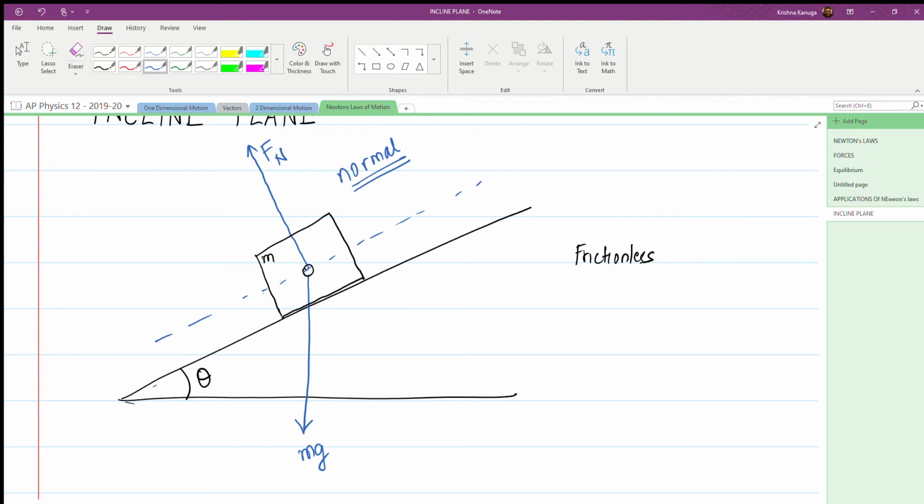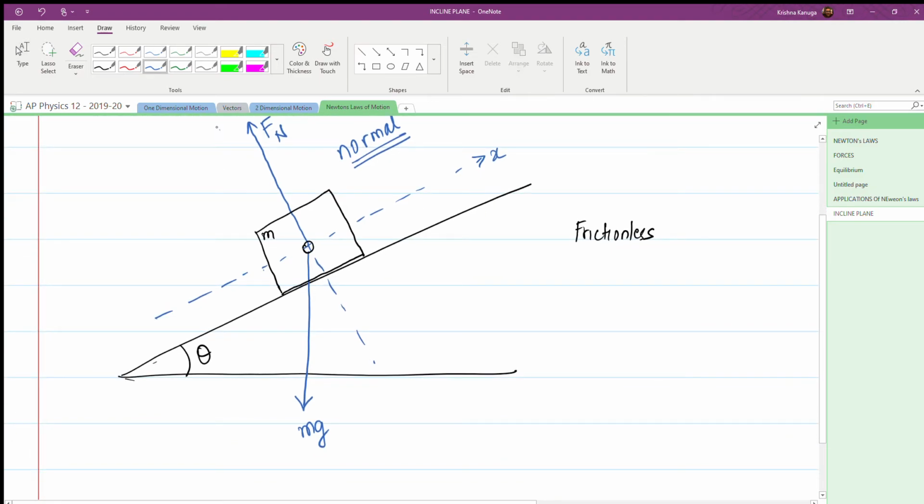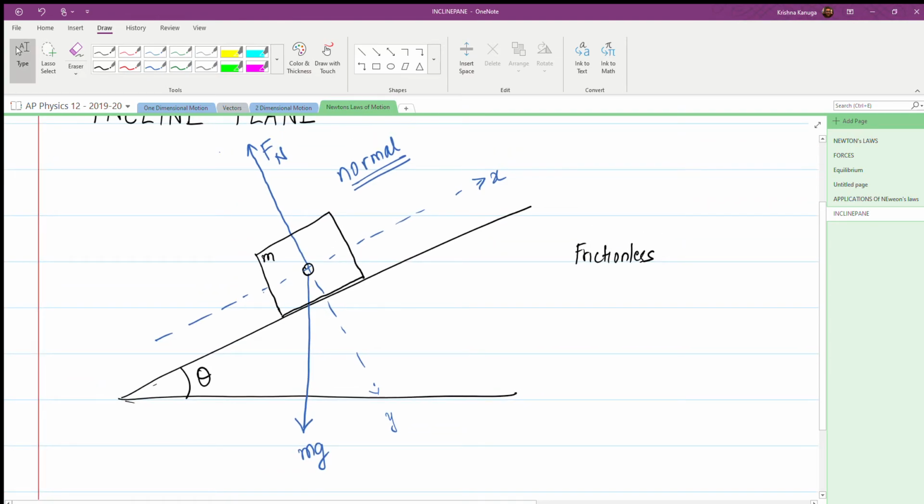Okay, and what we need to do here is, because the object is going to move up or down the incline, we're going to call the direction parallel to the incline our x direction, and the one perpendicular to it our y direction. So we're just going to call this our x and this would be our y direction. Now, the reason we do this is because the object is going parallel to the incline. So we choose our axes based on that.